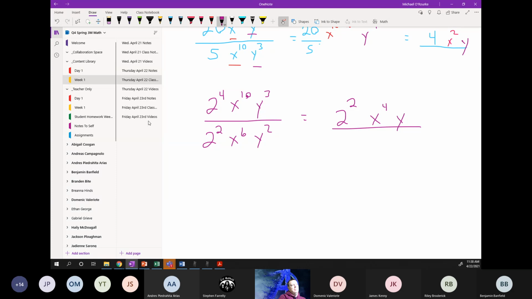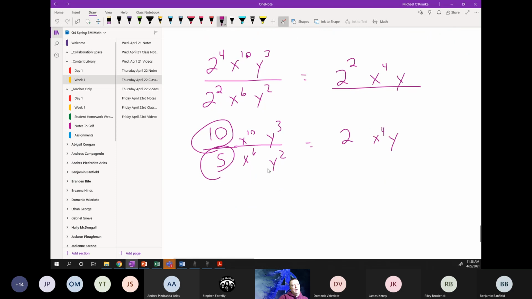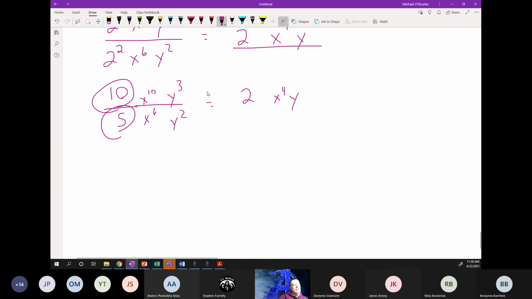If I had this with the same things, these here are coefficients, right? All right, how do we feel about division out of 5?